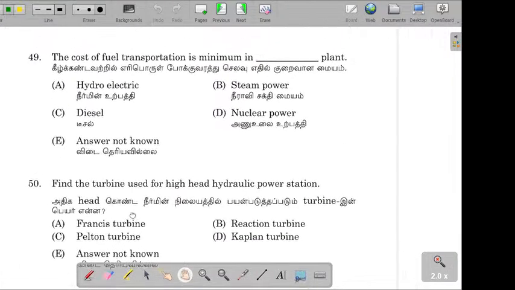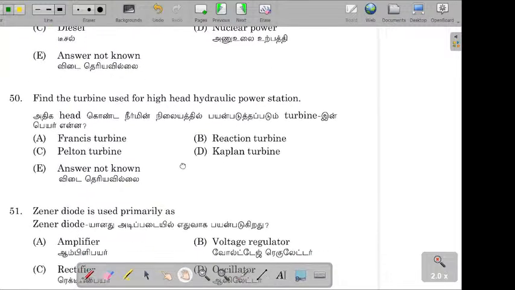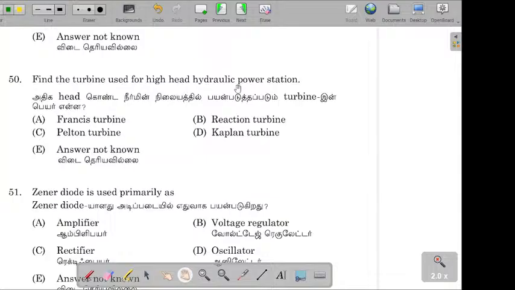The cost of fuel transportation is minimum in hydroelectric plant. Find the turbine used for high head hydraulic power station. High-head hydraulic power station, they will use Pelton turbine.